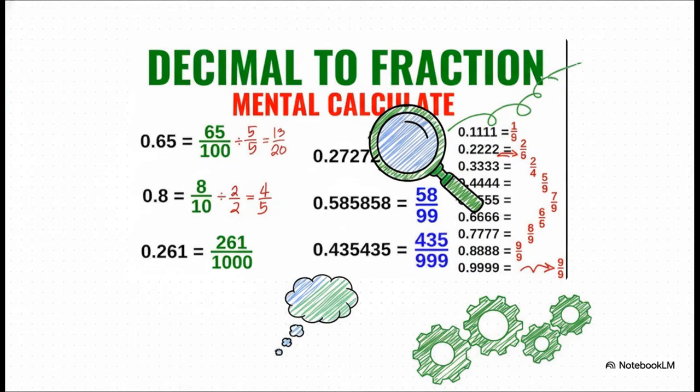If we look back at that first image, we can see this rule playing out right in front of us. 0.1 repeating is 1/9. 0.2 repeating is 2/9. 0.3 repeating is 3/9, which simplifies down to 1/3. Are you seeing the pattern here? It's so simple. Whatever number is repeating, you just put it over a 9.